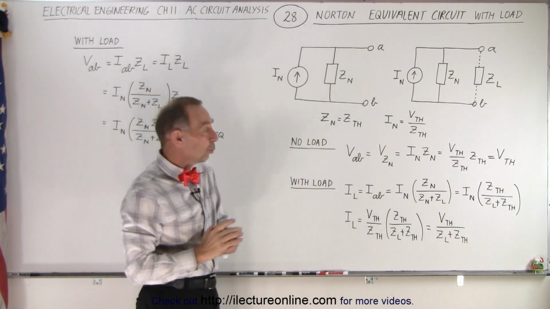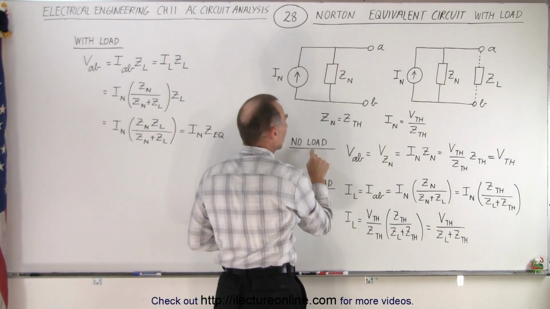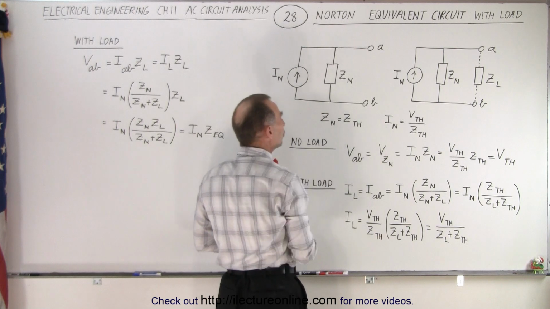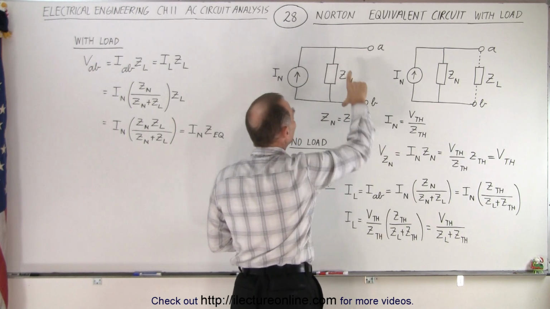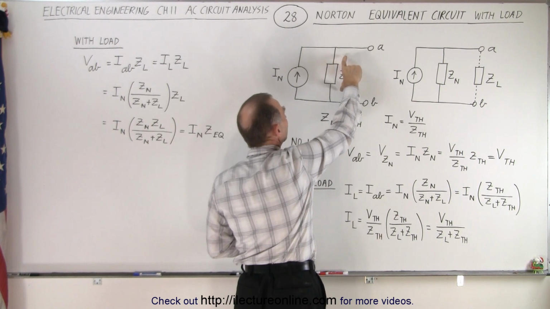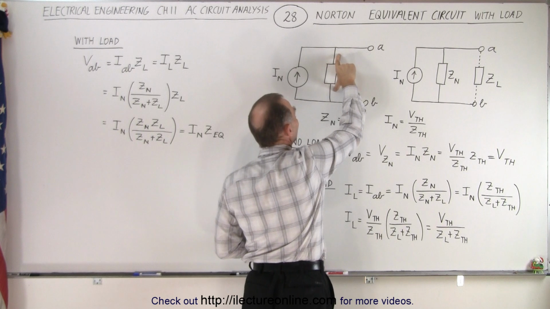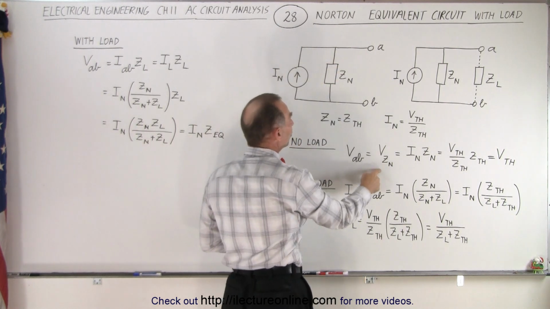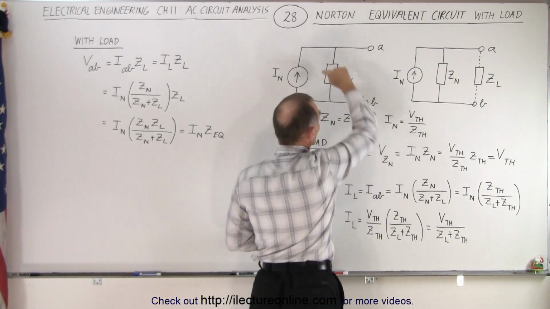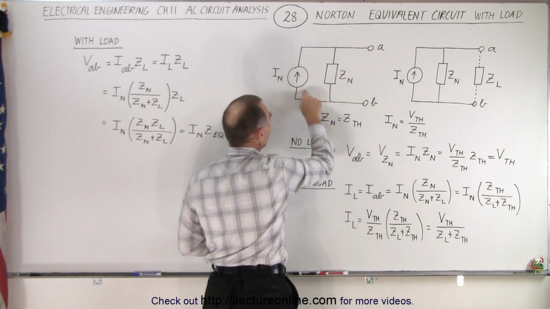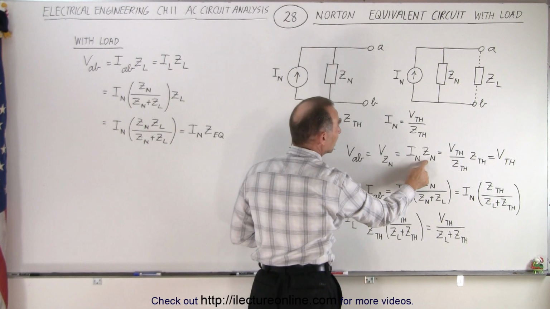Now what happens when we calculate the voltage from A to B when we don't attach a load to the Norton equivalent circuit? Well, the voltage from A to B will be the same as the voltage across the Norton impedance. Notice that they're in parallel, so the voltage across here will be the same as the voltage across there, which can be found by taking the current through the impedance times the impedance. And of course, the current through the impedance is the same as the Norton current, so it's simply the product of the Norton current times the Norton impedance.